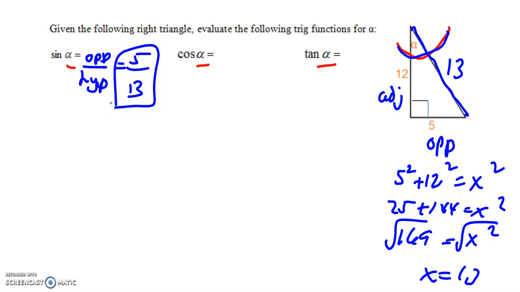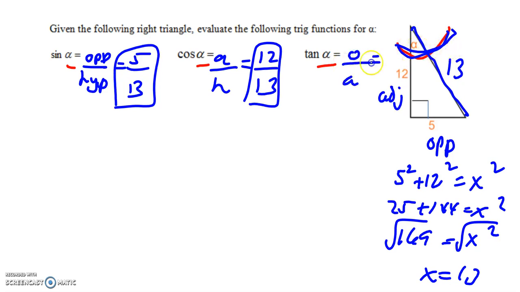So this ratio would be our output value. The cosine of alpha, based on the same place, would be adjacent over hypotenuse, which is 12 over 13. And the tangent of alpha is opposite over adjacent, which would be 5 over 12.